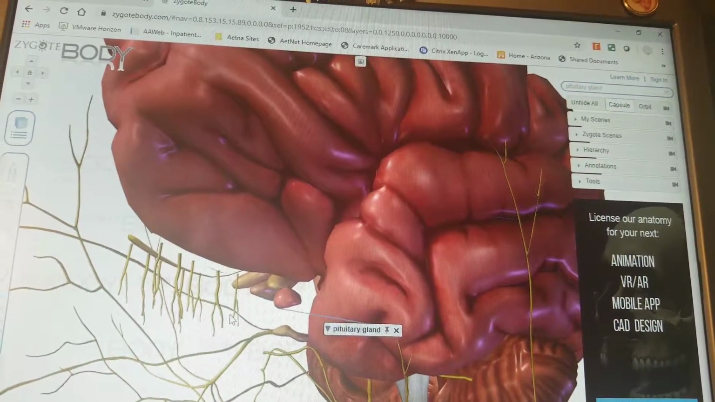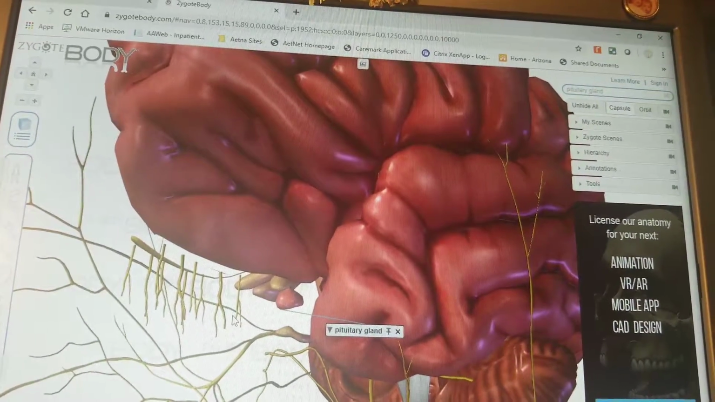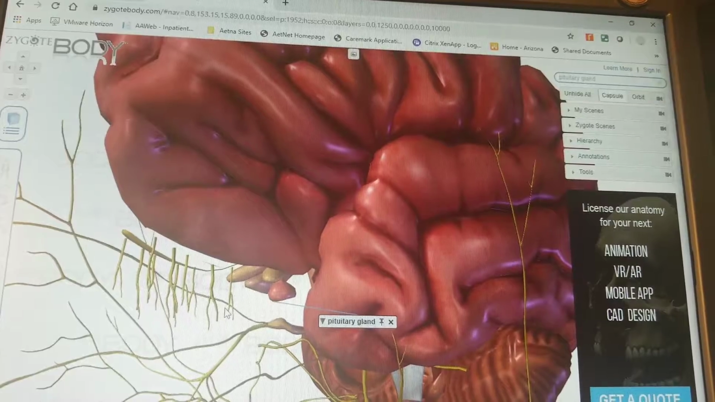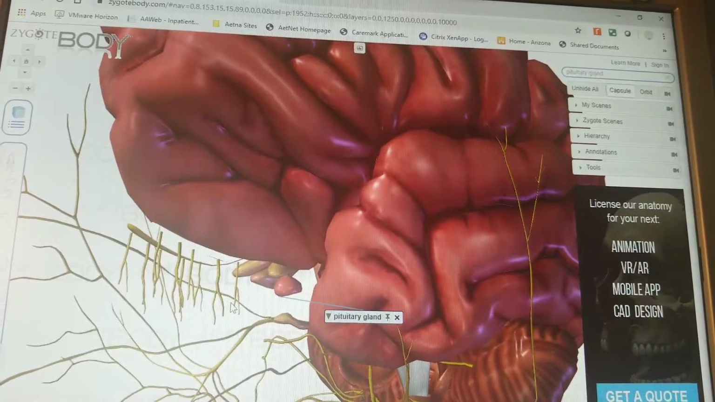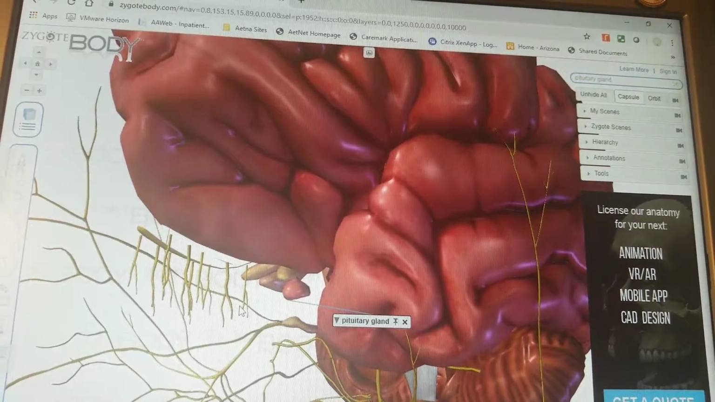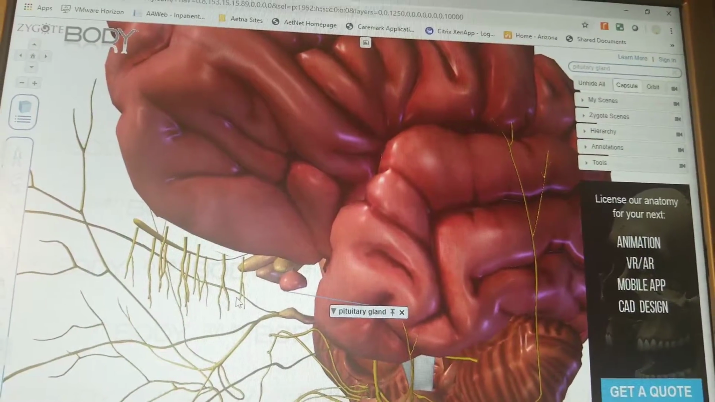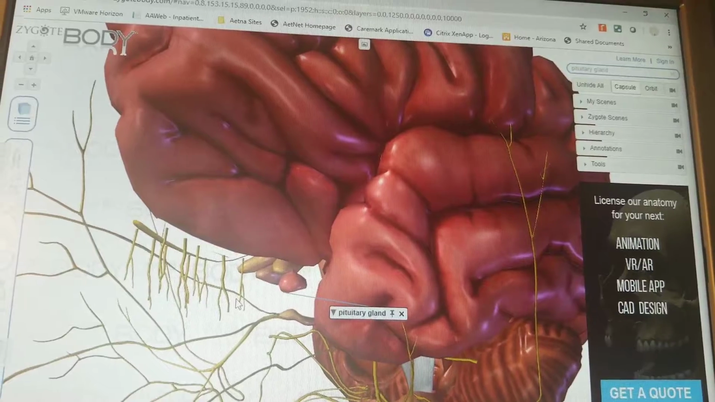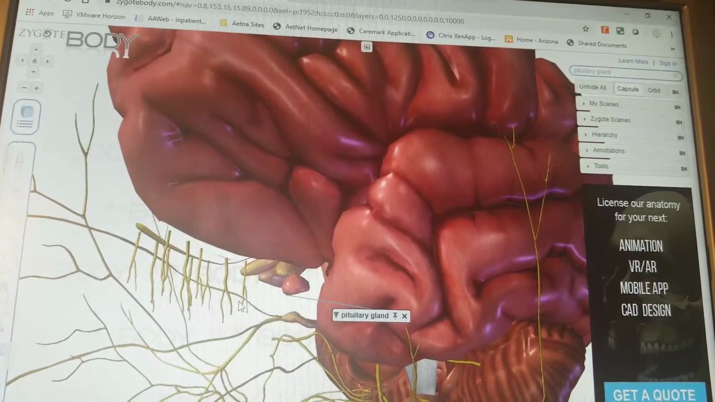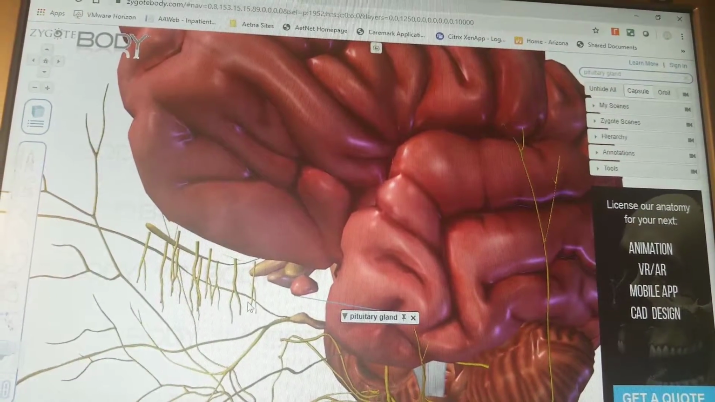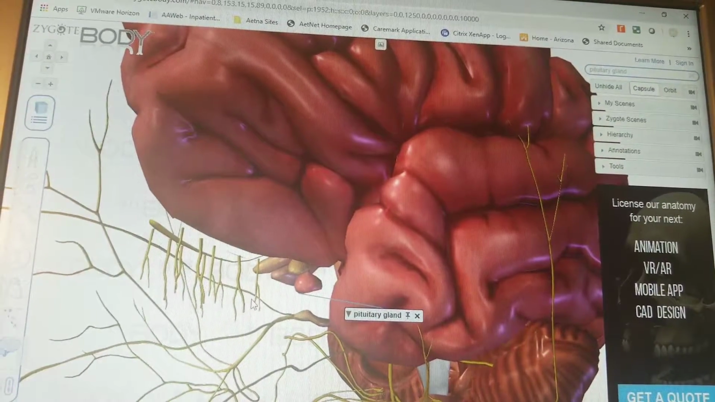The posterior pituitary stores and releases hormones that are produced by the hypothalamus. The anterior pituitary produces and secretes its own hormones and is regulated by hormones secreted by the hypothalamus. The hormones that are created by the anterior pituitary gland are the growth hormone, the thyroid stimulating hormone, the adrenocorticotropic hormone, follicle stimulating hormone, prolactin, and the luteinizing hormone.